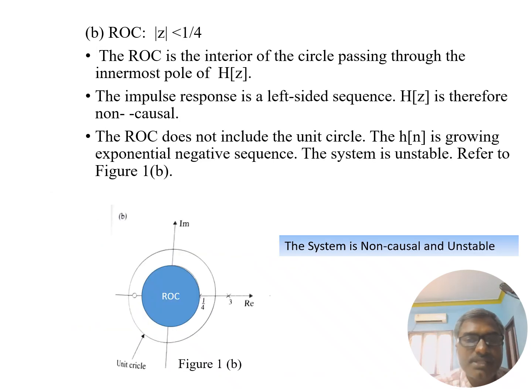For the second condition, ROC |z| < 1/4. In that case, the ROC is the interior of the circle passing through the innermost pole of H(z). So the system is non-causal. Similarly, the ROC does not include the unit circle, so the system is said to be unstable.